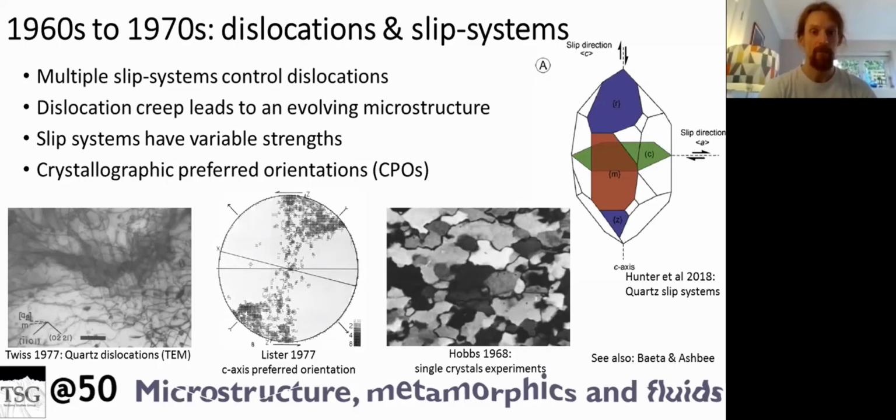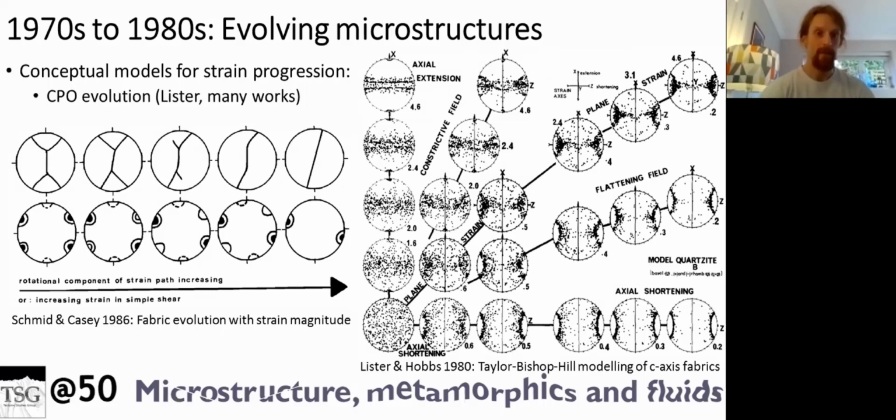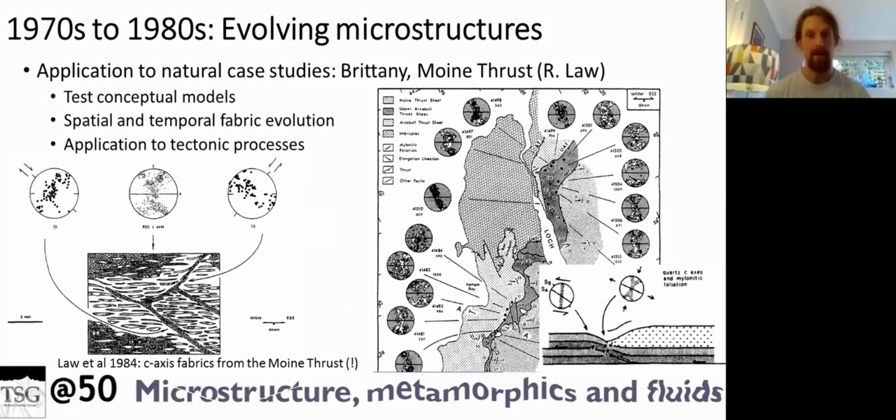Quartz slip systems were recognized to have variable strengths, which importantly change under different temperature and stress conditions. And that these variable strengths in slip systems lead to the development of crystallographic preferred orientations. So this understanding of crystallographic preferred orientation development in quartz was taken further by important work by Gordon Lister in the 70s and 80s, who used Taylor-Bishop-Hill modeling of quartz fabrics to show how different fabrics may form under different stress and strain conditions. Importantly, this provided a set of different hypotheses to test against natural examples.